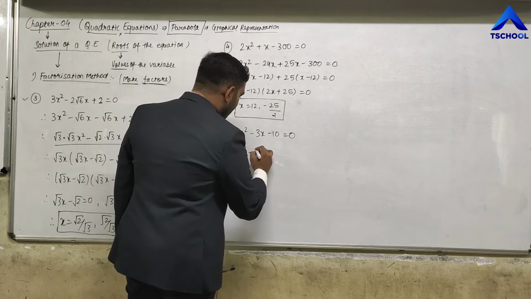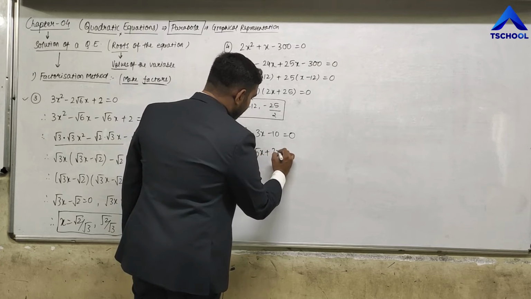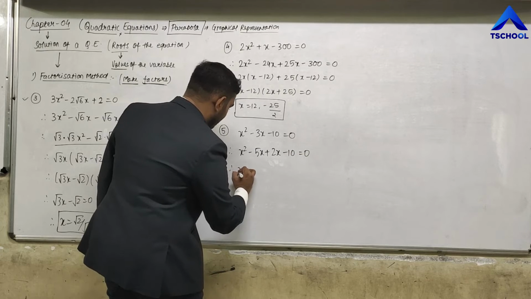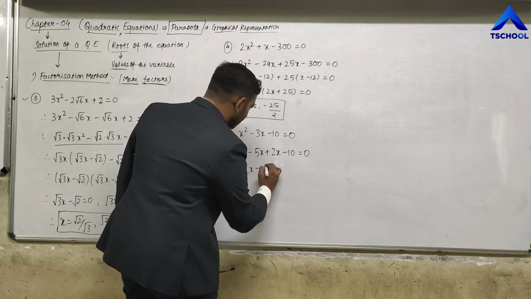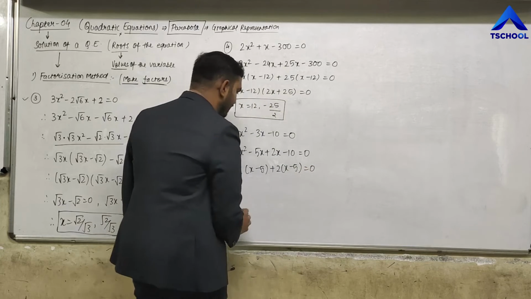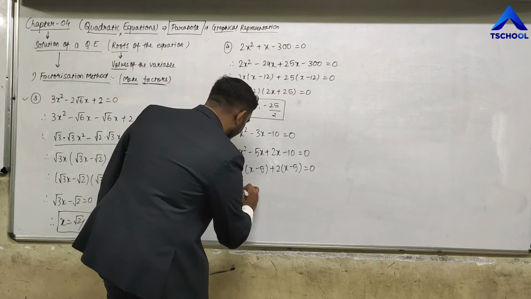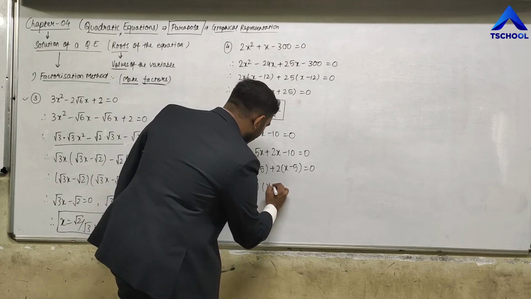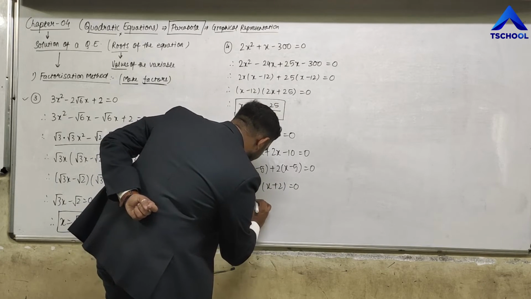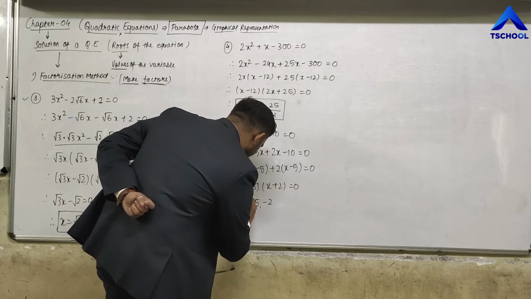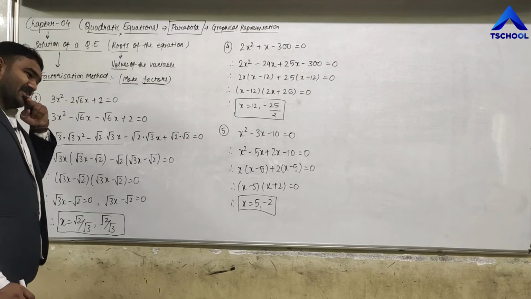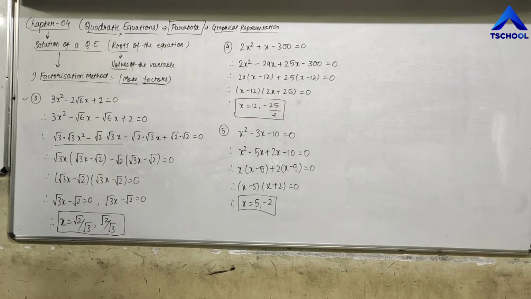That means x square minus 5x plus 2x minus 10 is equal to 0. Hence you can take x common, that is x minus 5 plus 2 into x minus 5 is equal to 0. Therefore x minus 5 into x plus 2 equal to 0, and hence x is equal to 5 and minus 2, right? x equals 5 and minus 2.